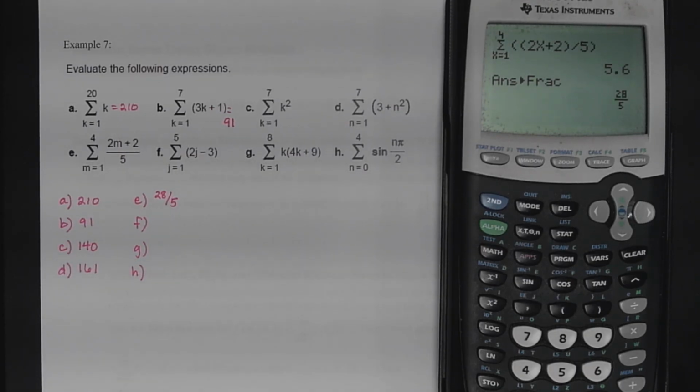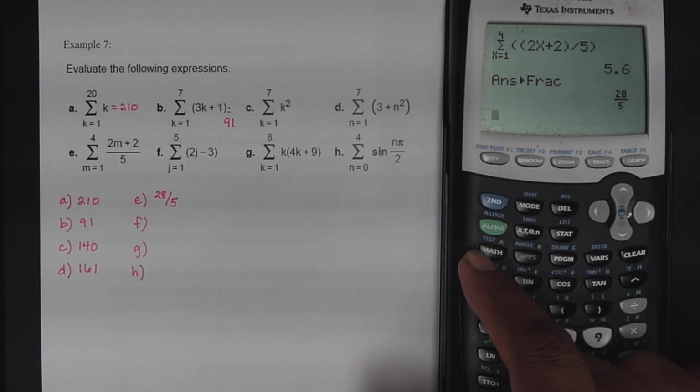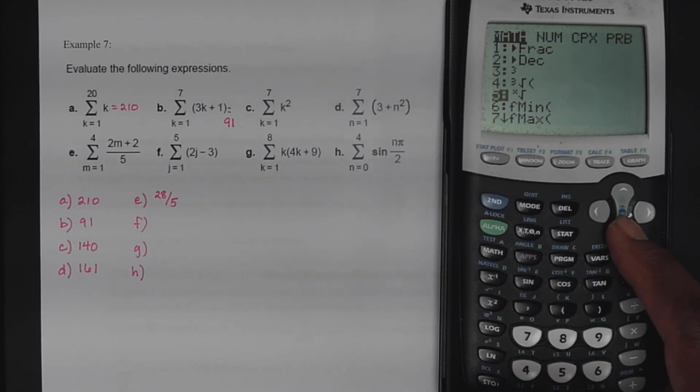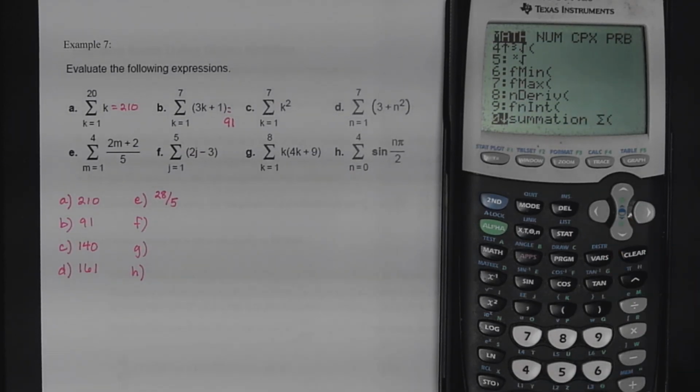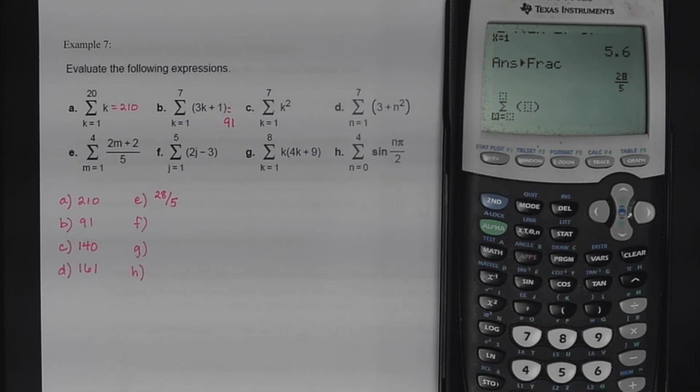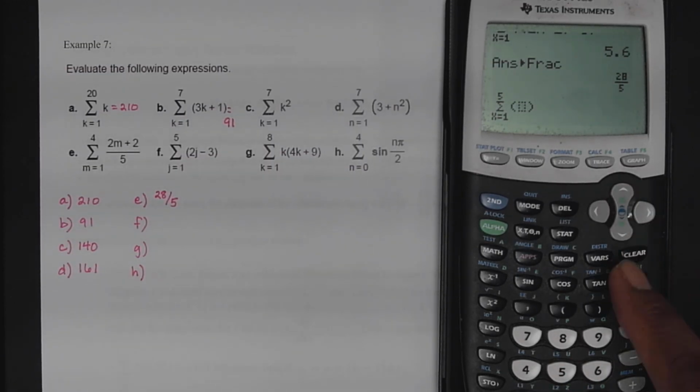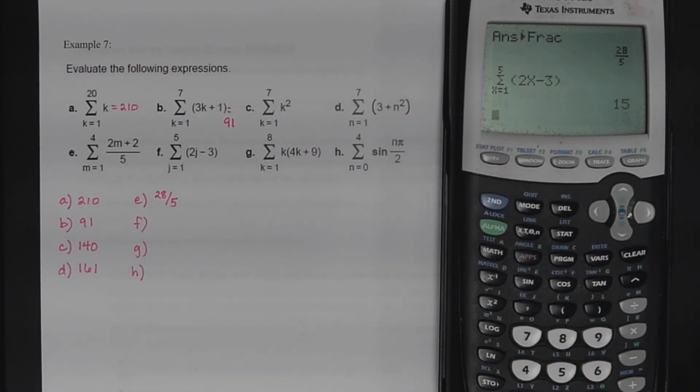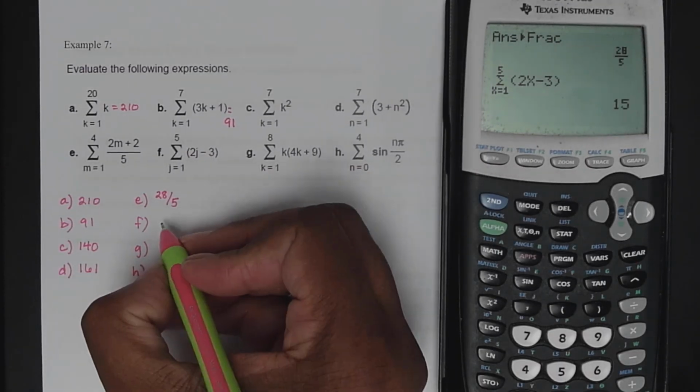All right, part F is the summation for j equals 1 to 5 of 2j minus 3. All right, math key. Go down to summation. We're going to use x instead of j this time, so it'll be x, and then this is from 1 to, up arrow key, 5. 2j minus 3 will be 2x minus 3, so it'll be 2, get the x, minus 3. Right arrow to get out of it, and then press enter. Should get 15.